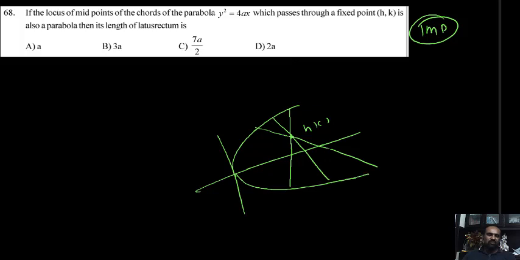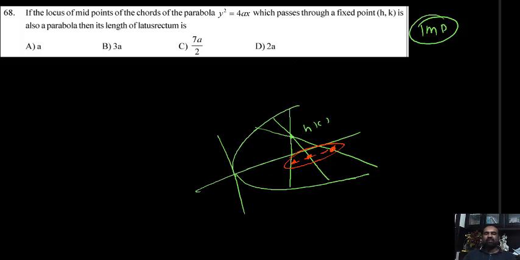We want to find the locus equation of midpoints of all those chords. For example, this is the midpoint of this chord, this is the midpoint of this chord, this is the midpoint of this chord. What is the locus? Locus of midpoints of chords.